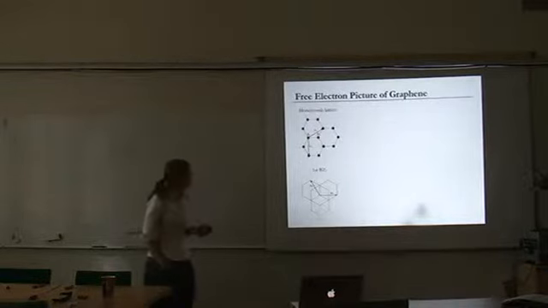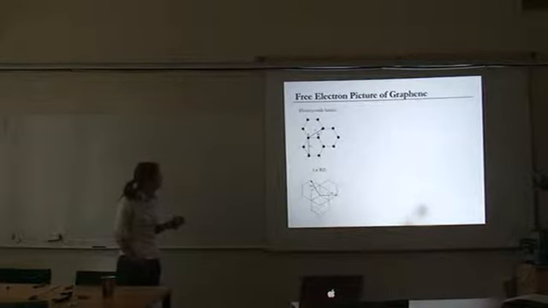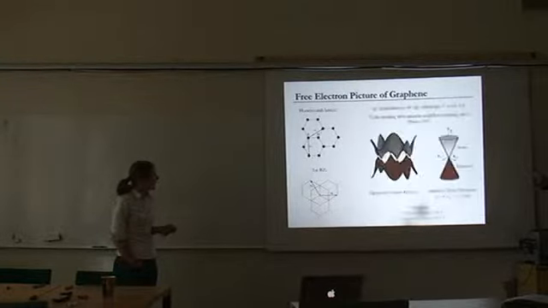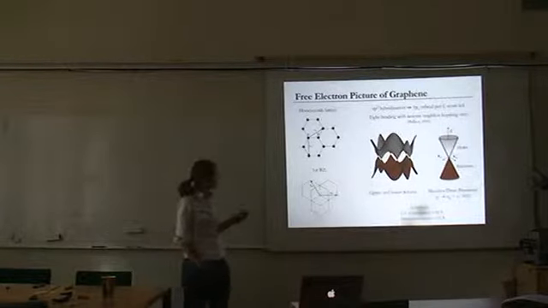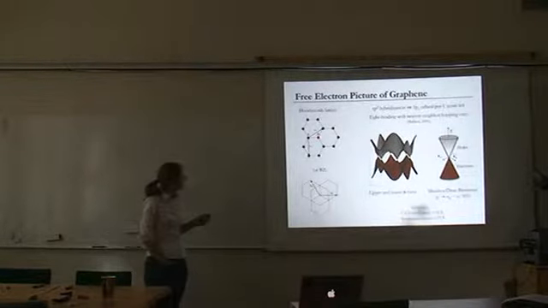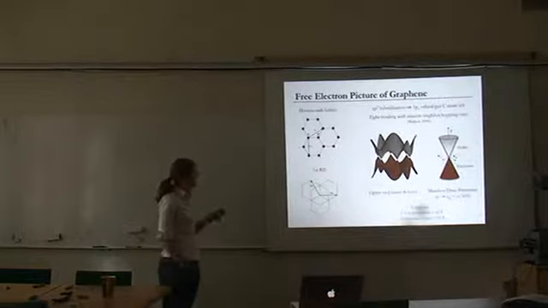Let me just put on this slide also, to explain the free electron picture of graphene. So you have the honeycomb lattice with two sites per unit cell, A and B. The first Brillouin zone is also a hexagon. And I'm exclusively going to talk about the upper and lower pi bands, so I'm going to completely ignore all the electrons that contribute to the bonding of this material.